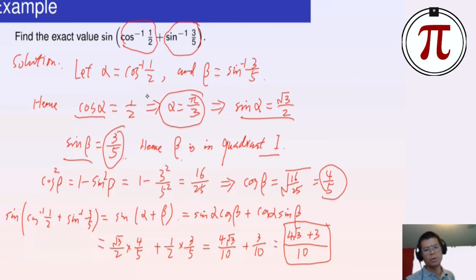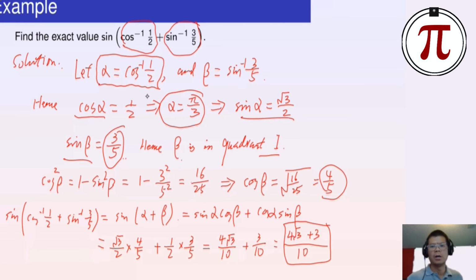The thing is, because alpha is given in terms of inverse cosine, we can immediately get that cosine alpha is 1/2. That's why. Because it's by the definition of inverse cosine: if alpha is inverse cosine 1/2, then cosine alpha is 1/2. Now, similarly for beta, because beta is defined as inverse sine 3/5, sine beta is 3/5. This is an immediate result from the definition of inverse sine or inverse cosine.